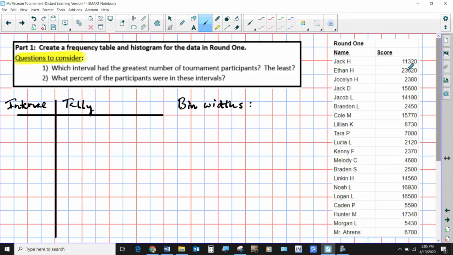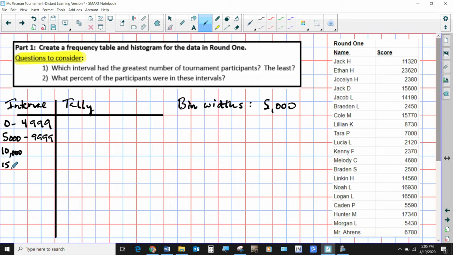You could count by 10,000s as well, but you're only going to have one in the 20,000 range, and you have like 6 in the 10,000 range. So I think a bin width of 5,000 would be good here. So what that means is our intervals are going to go from 0 to 4,999. And then the next interval starts at 5,000 and goes to 9,999. And then the next one starts at 10,000.